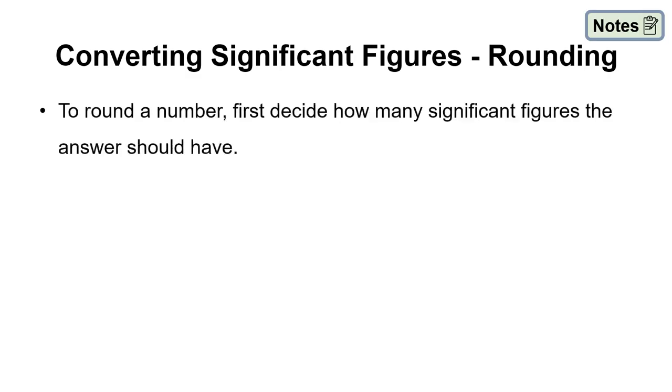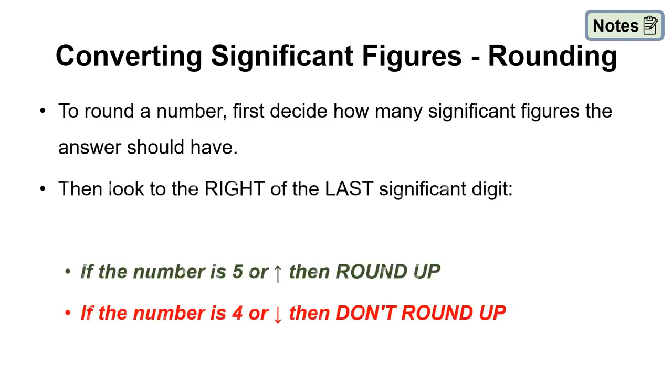Converting significant figures, rounding. To round a number, we must first decide how many significant figures the answer should have. That's very important. Then we must look to the right of the last significant digit. If the number is 5 or higher, we round up. If the number is 4 or less, then we don't round up. I don't want to use the language and say we round down. No. We do not round up.